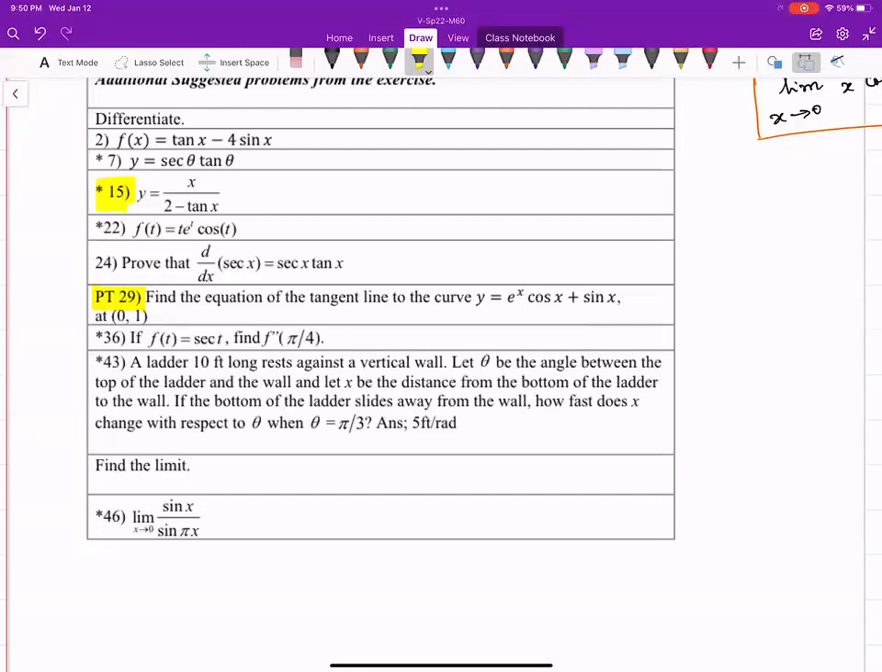Let's try number 29, which is also on the practice exam. Find the equation of the tangent line to the curve y equals e to the x cosine x plus sine x at the point 0, 1. So we are going to do number 29.